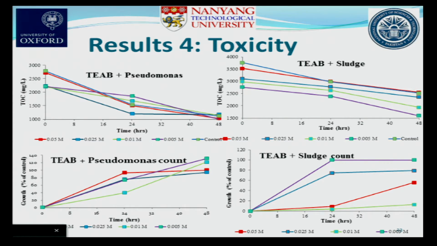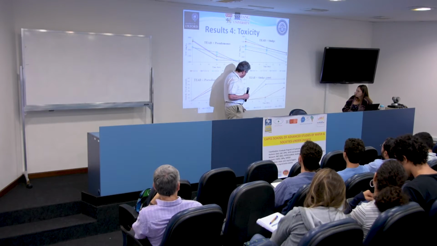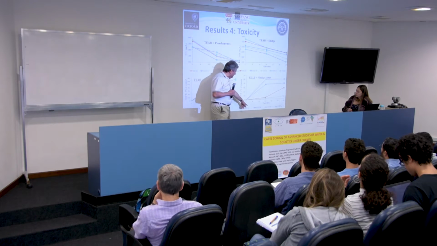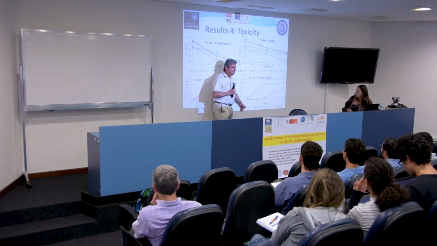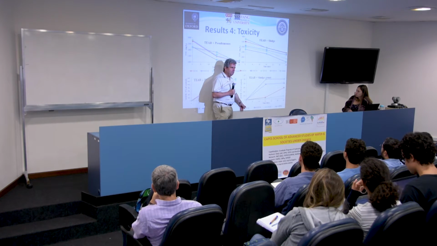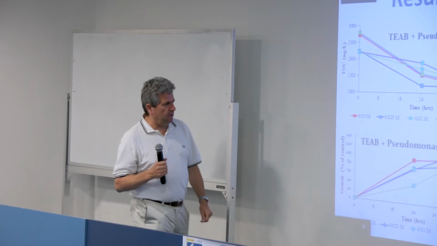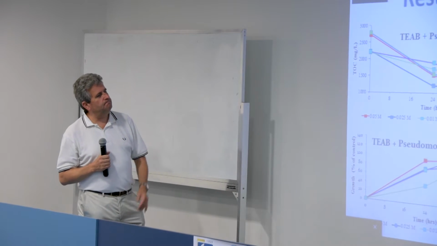Down here with the sludge, you see it's not doing so well at the high concentration. So for very, very high concentrations of draw solute, you see that the bugs are not growing quite as well. So there's a bit of a problem there, but it's still not bad. I mean, point is, that's 0.05 molar, and you'll never have that concentration building up in the feed tank because you've got the membrane in place. So it seems to work pretty well for the bugs.